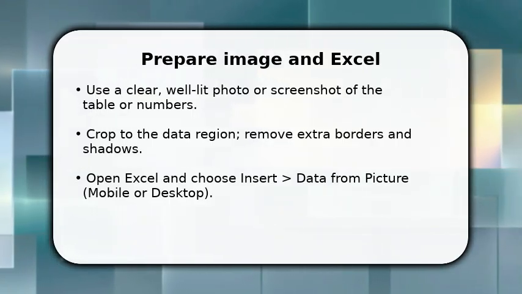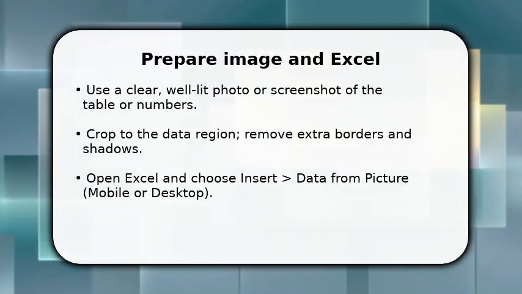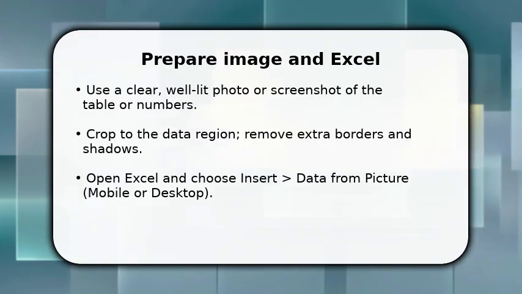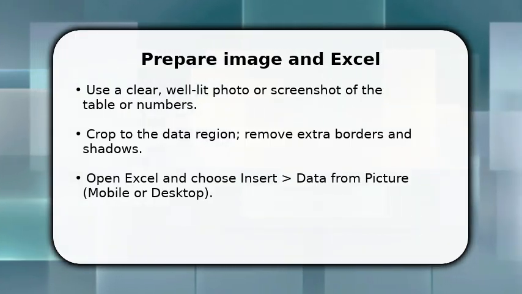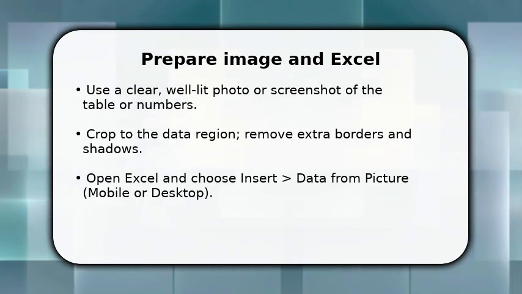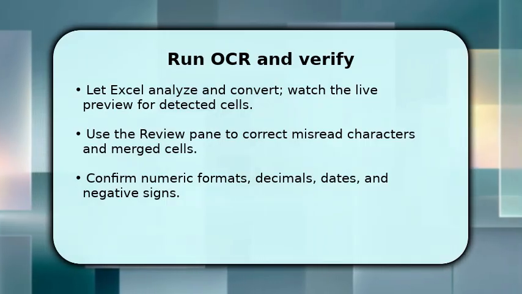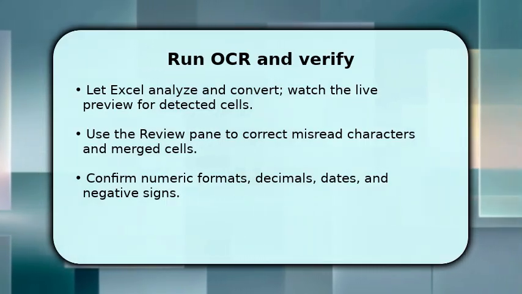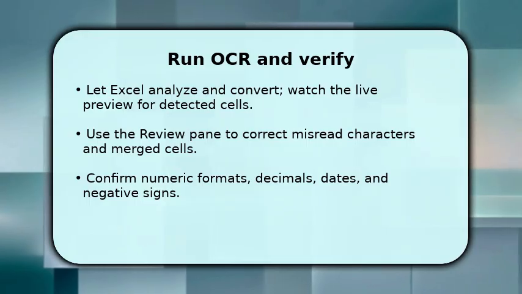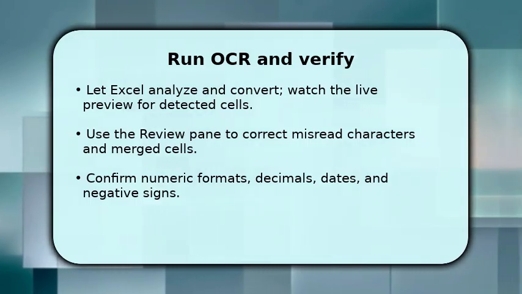On mobile tap the camera icon. On desktop choose Picture from File then right-click to convert. You're initiating OCR now. This step speeds everything that follows and reduces manual cleanup. After importing, Excel runs OCR and shows a detection preview. Pay attention to cell boundaries because misaligned columns yield shifted values.